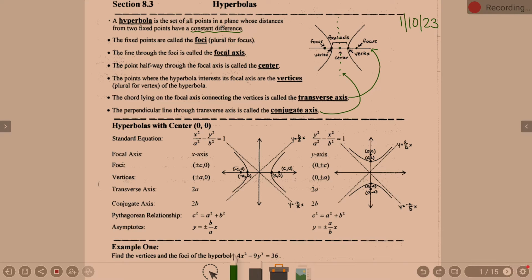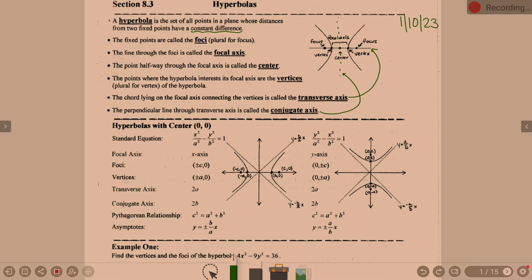Let's see. Anything else here? I don't think I have anything else here. Again, just notice vertices, kind of like a parabola. Vertices are where the bottom of the curve is, right? Foci are inside the curve.